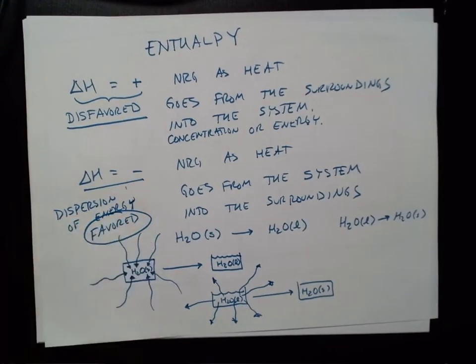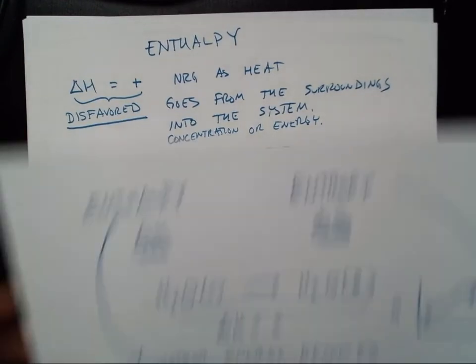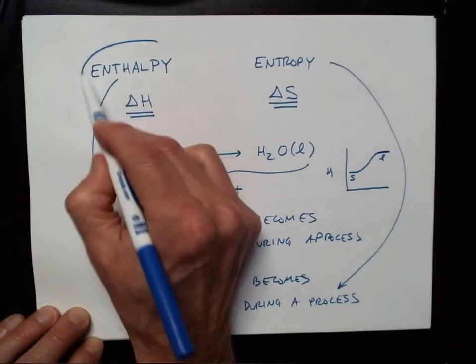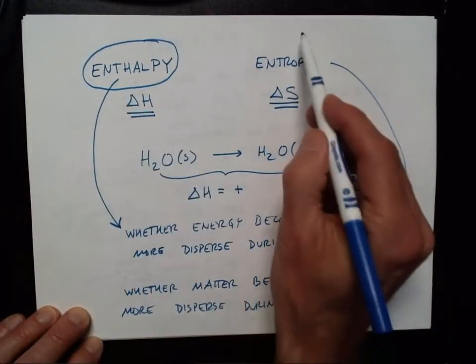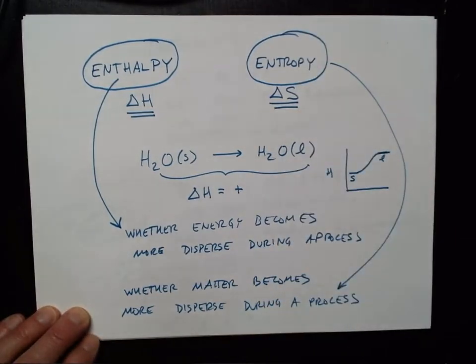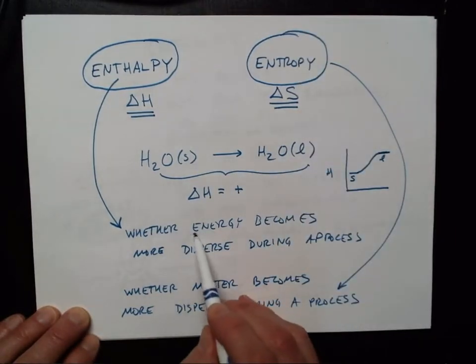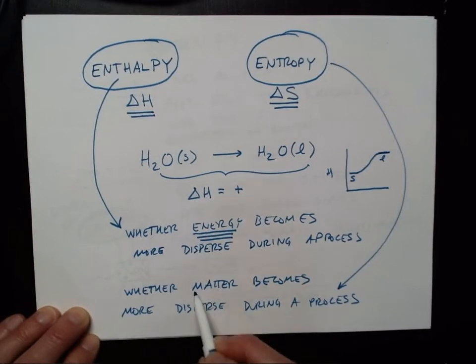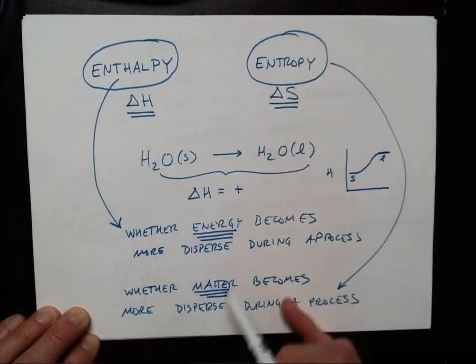We got to go back and remember that when we want to determine whether a process is spontaneous or not, we not only look at the enthalpy, we have to look at the entropy as well. In other words, we don't just look at whether energy becomes dispersed or not. We also need to look at whether matter becomes dispersed or not. And dispersion of matter, this deals with the entropy.